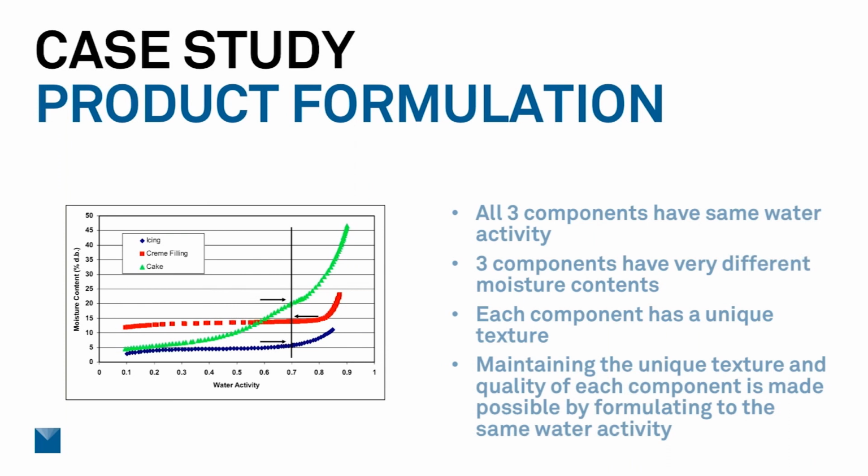If we determine what we would like the snack cake to have a water activity of, and let's say as an example 0.7, as we're showing here in the graph, we can use that in our formulation of the individual ingredients. At a water activity of 0.7, if we follow that line that's going up here in the middle of the graph, we can see that they all have very different moisture content. The icing is about 5%, the cream filling is close to 15%, and the cake is at 20%. And you can tell that they all have very different moisture contents, and in turn different textures when you take a bite of that snack cake.